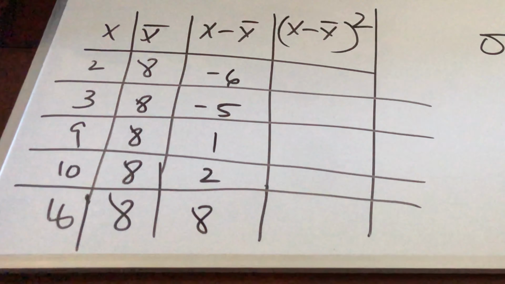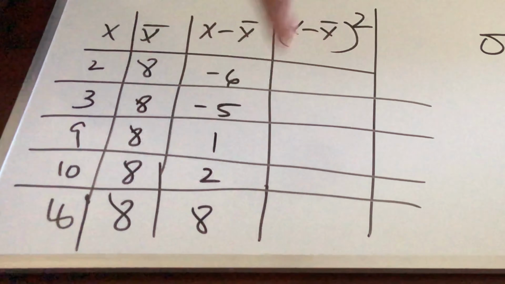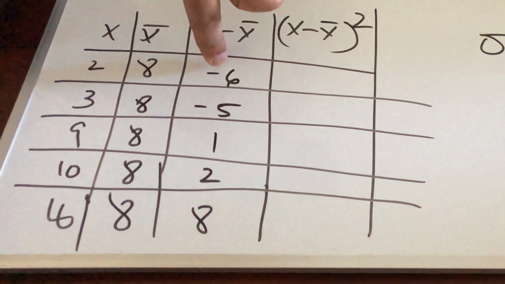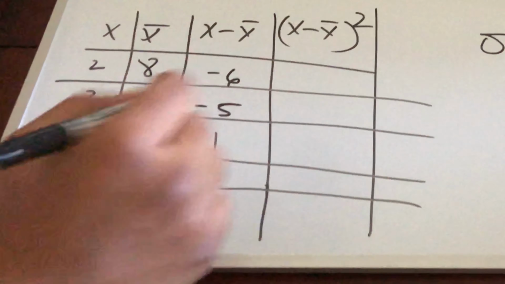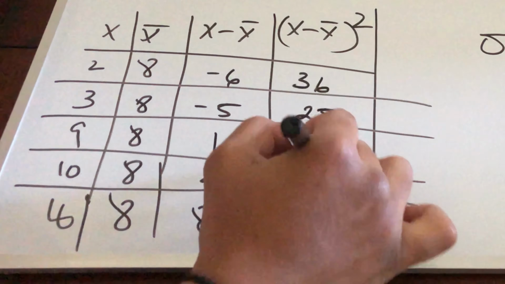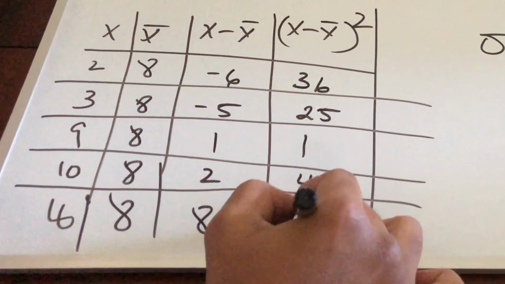Okay? Now, you're going to go ahead and square these numbers here. You're going to square those numbers because it's going to get rid of any negative values. So this becomes 36. Okay? This becomes 25. This becomes 1. This becomes 4. And this becomes 64.